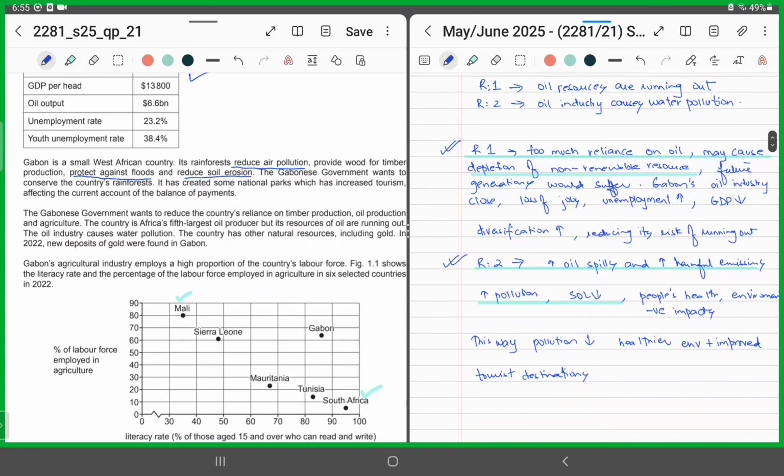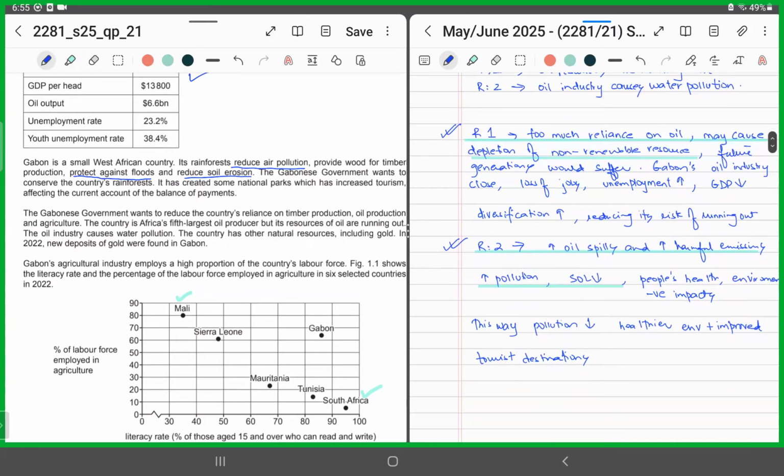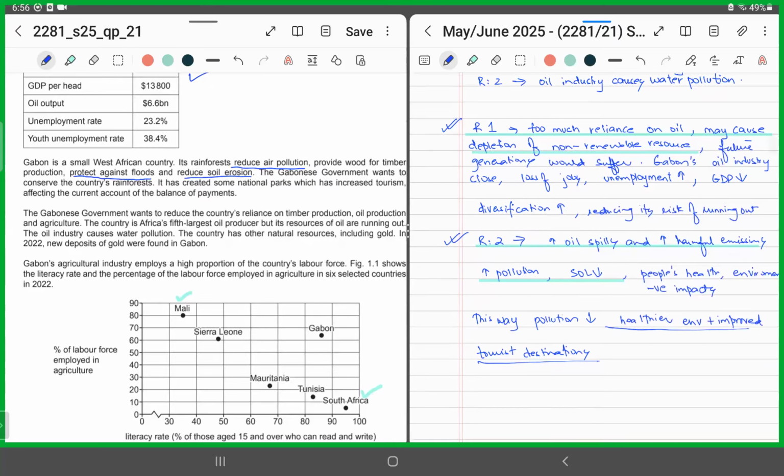This way, if the government reduced its dependency on oil production, not only would the level of pollution fall, it would also contribute towards a healthier environment that would bring in improved tourist destinations that would be greener and attractive, popular tourist destinations, right? They would be pollution free. All right. I hope this is clear.